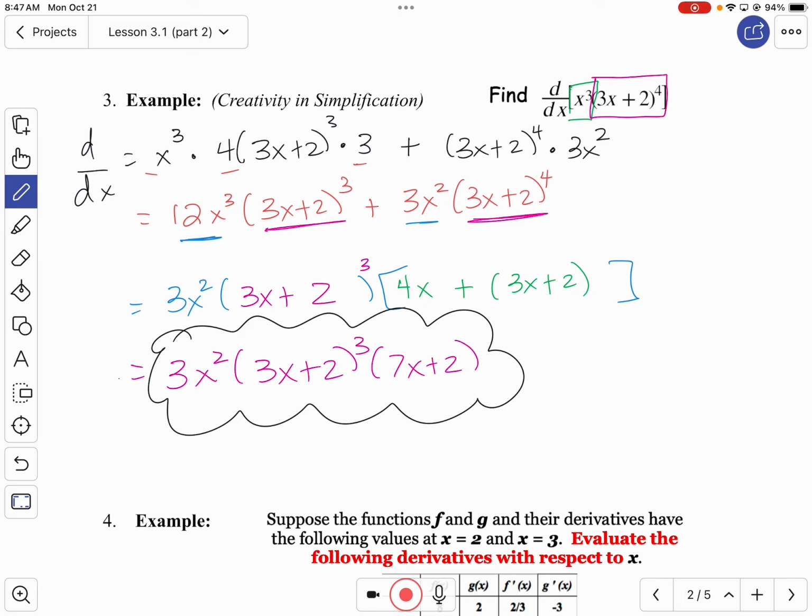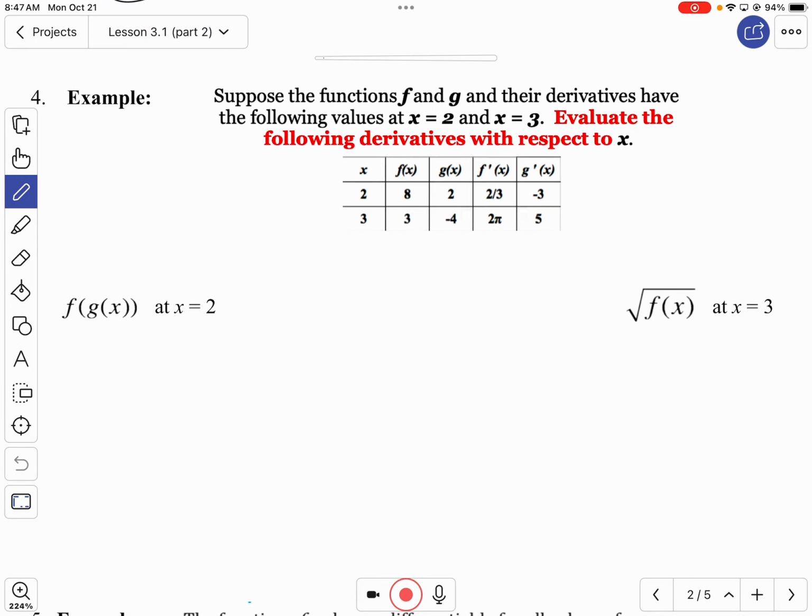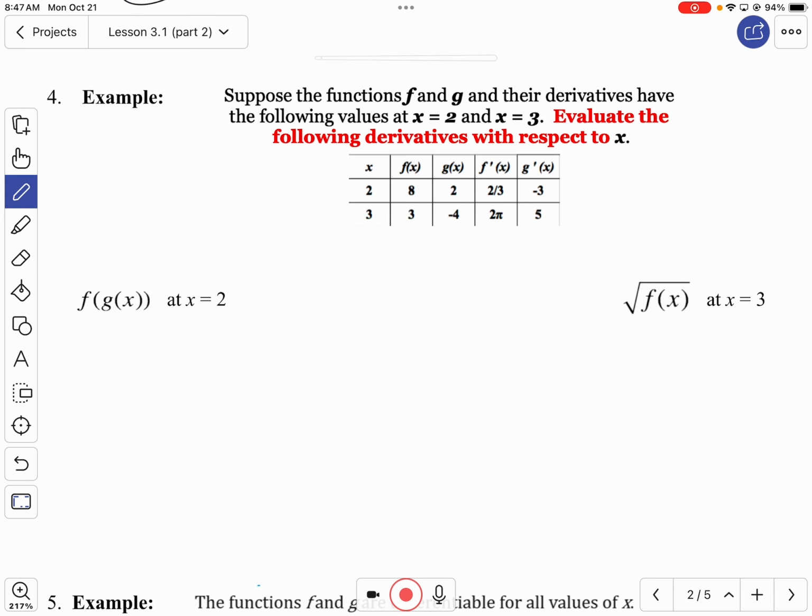Well, you know, it wouldn't be AP if I didn't throw you something with a table. AP questions, they love a good table. Honestly, tables are easier than doing the algebra. They love a good table question. You can count on it.